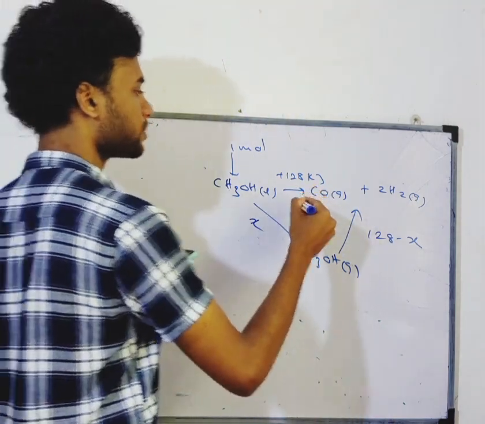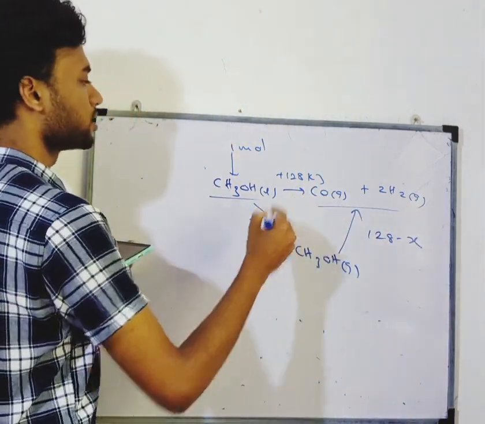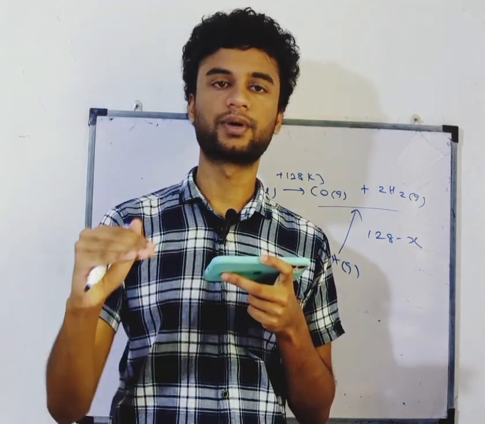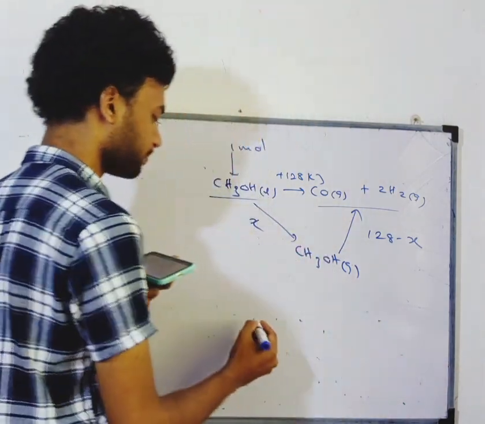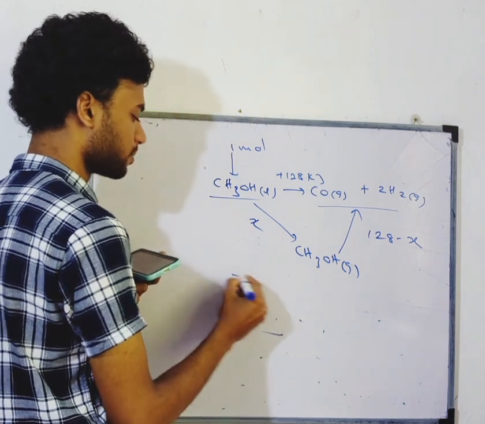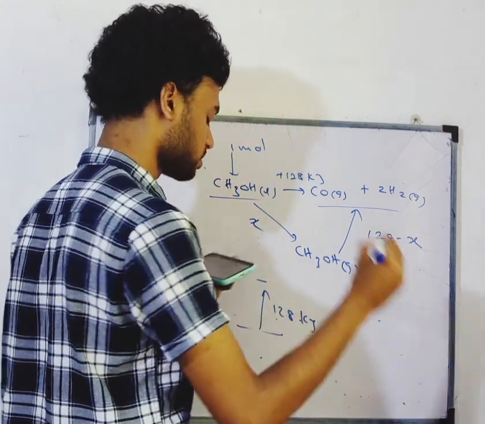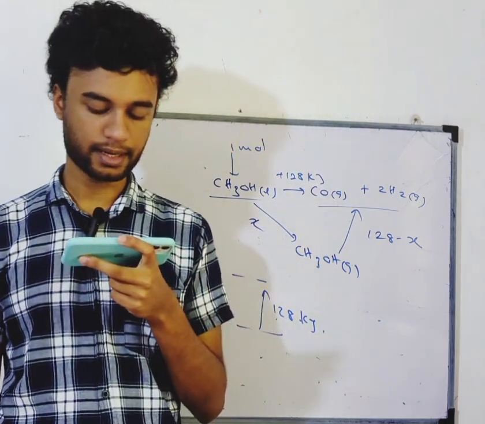Correct. Here we have the products, here we have the reactants. In endothermic reactions, the products have higher enthalpy than the reactants. Then here we have reactants, here we have products, and I have to climb 128 kilojoules. That's the correct statement.